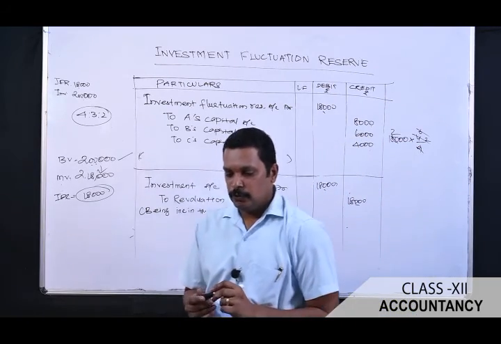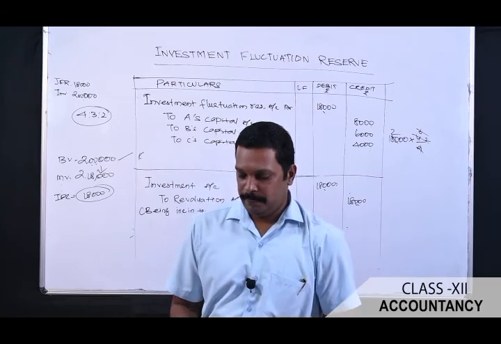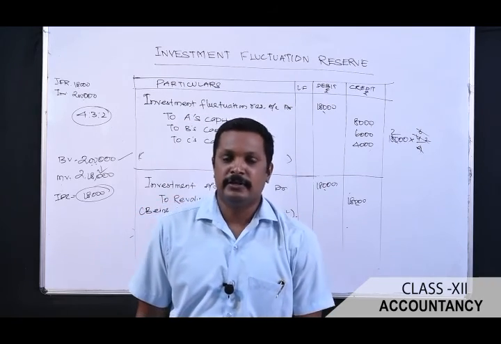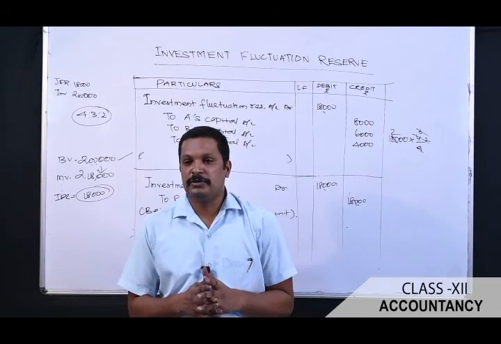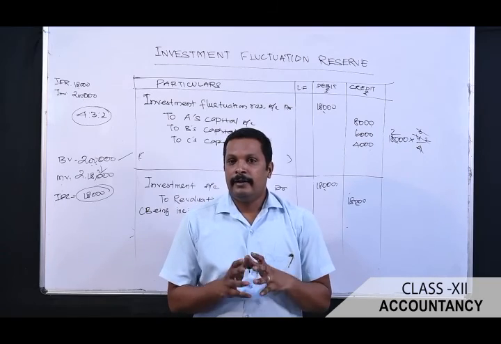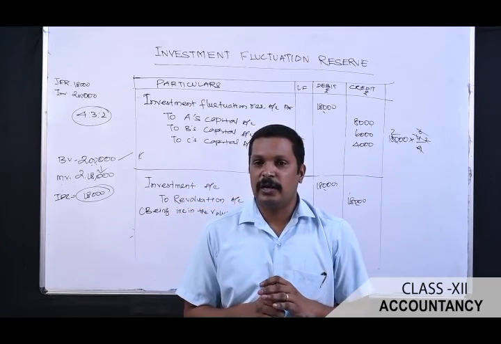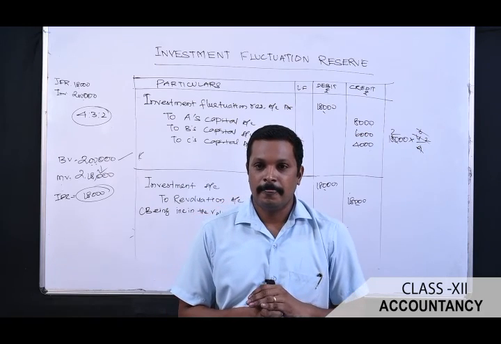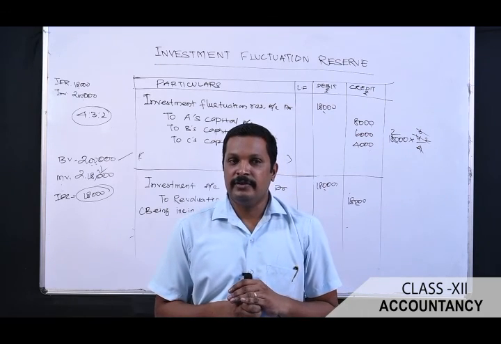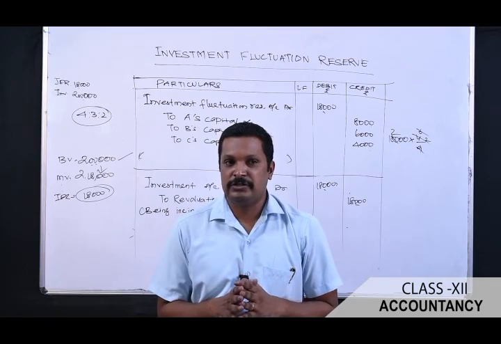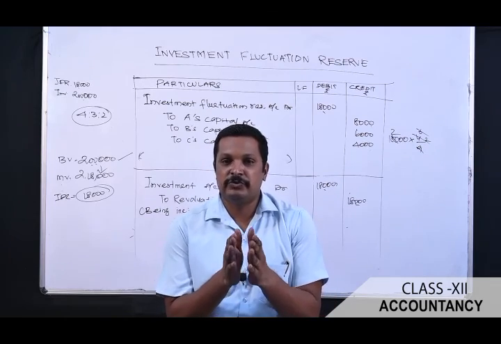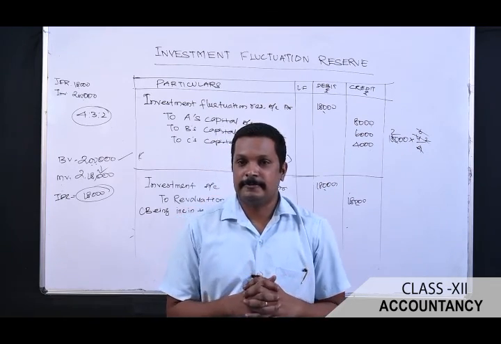Right? So students, so far what we learned from the first class, we learned the general reserve, we distributed general reserve to the partners' capital accounts. After that we learned the different cases in workmen compensation reserve, right? And after that we learned investment fluctuation reserve, how to treat investment fluctuation reserve in different cases. Thank you.